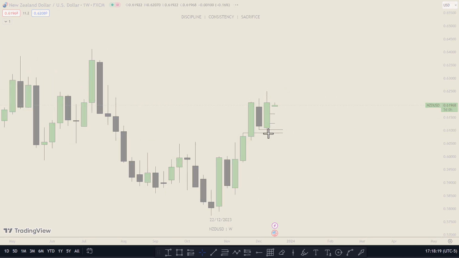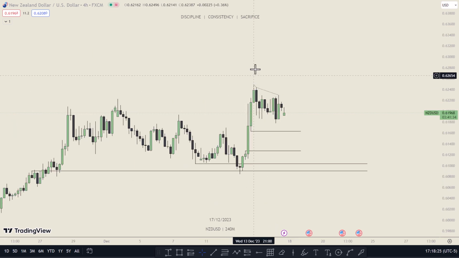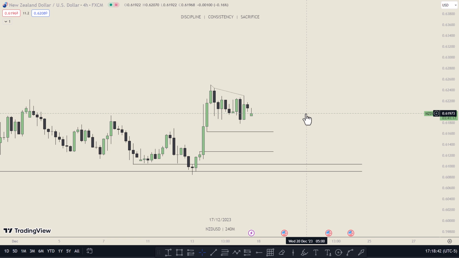On the 4 hour, we displaced higher, right? From that weekly fair value gap, we left the fair value gap right here on the 4 hour. So my game plan for this pair is to wait for it to retrace to here, right? This 4 hour fair value gap, and then I would look for buying opportunities to this liquidity right here, this original consolidation right here.